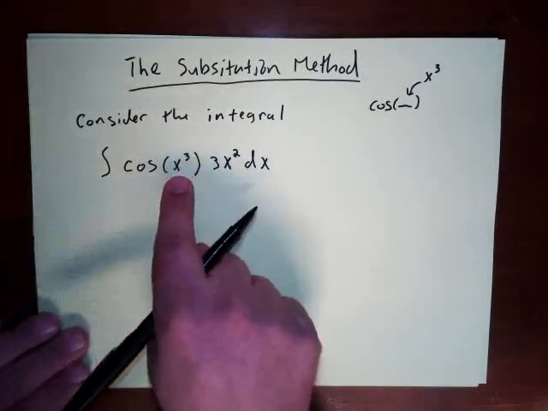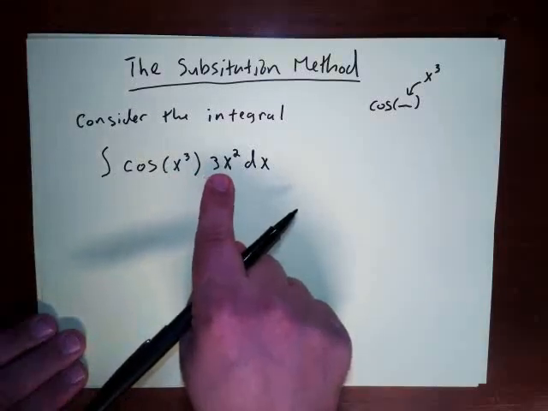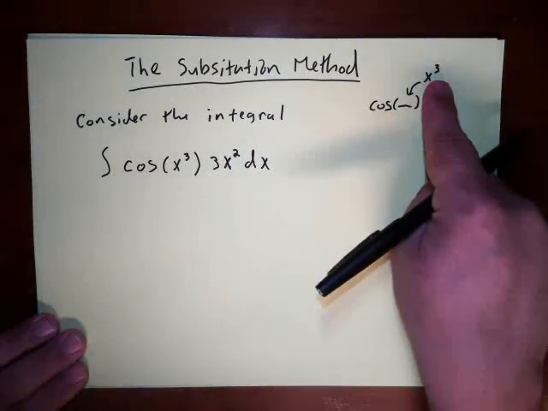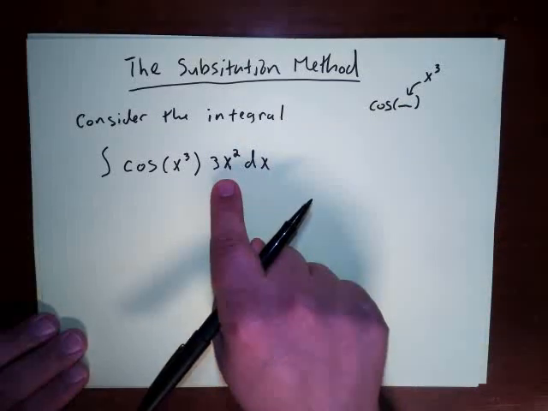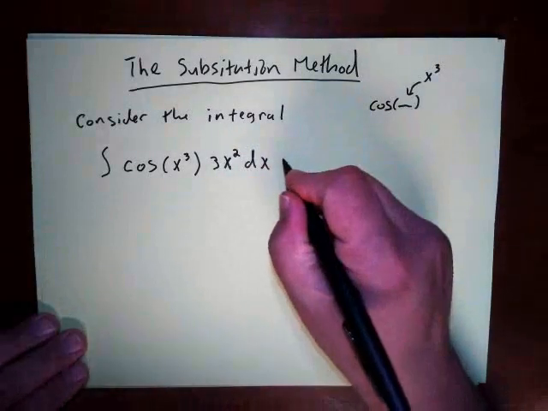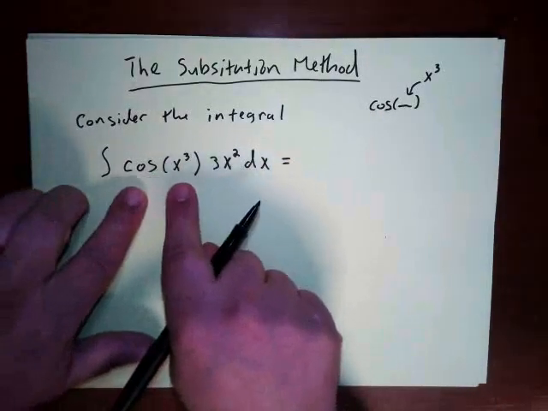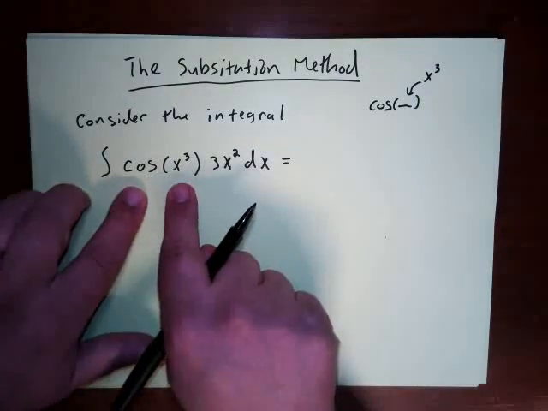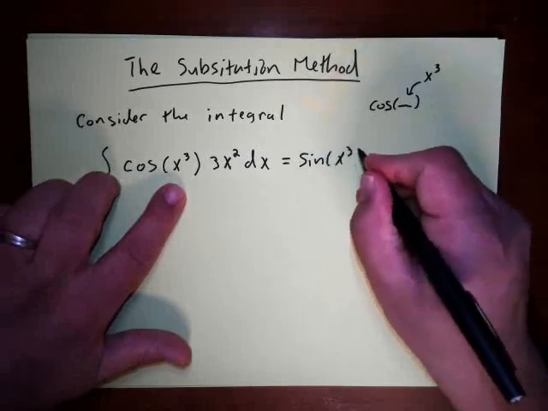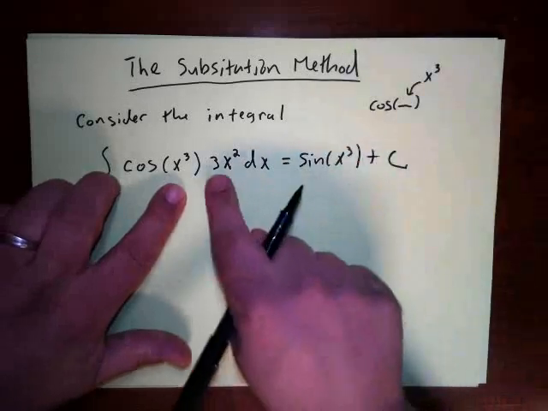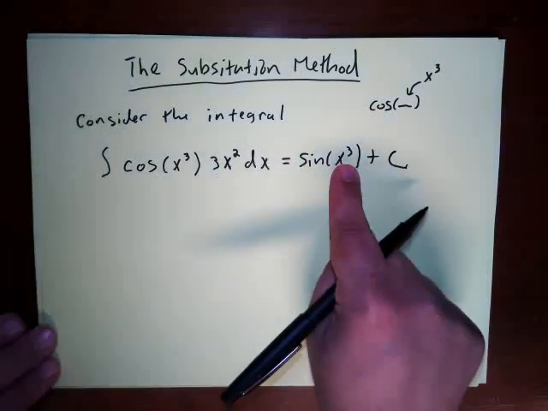But what I notice is, in addition to that, I got 3x squared. And 3x squared is the derivative of x cubed. And because I have that, I can take the antiderivative, okay? The antiderivative of cosine here would just be sine. And then I have an x cubed here. And then I'll just do a plus c. And this 3x squared is just what I would have gotten when I used the chain rule.